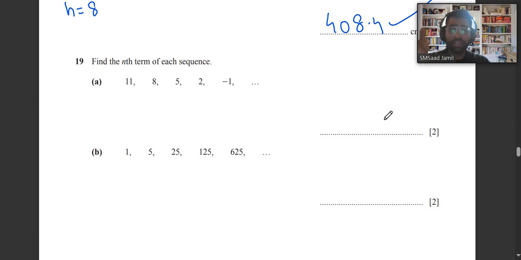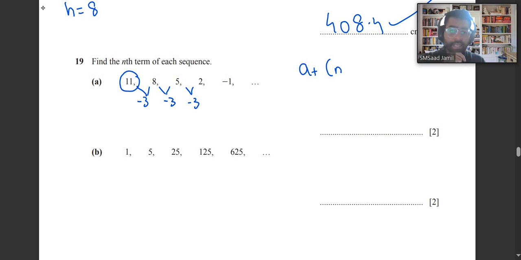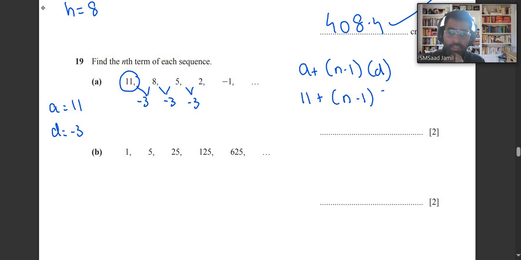The questions are not ending. Find the nth term of each sequence. Look, in this part A, each term has a difference of -3. 11 minus 3 is 8, 8 minus 3 is 5, 5 minus 3 is 2. And the first term is 11. So we use a formula called A plus n minus 1 multiplied by D. A is 11, D is -3. So for A, you will write 11 plus n minus 1 multiplied by -3.